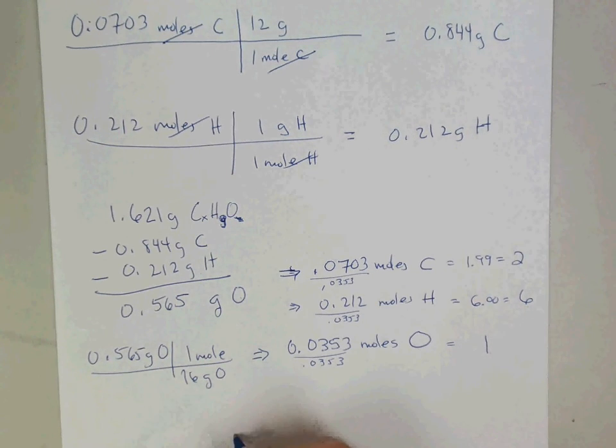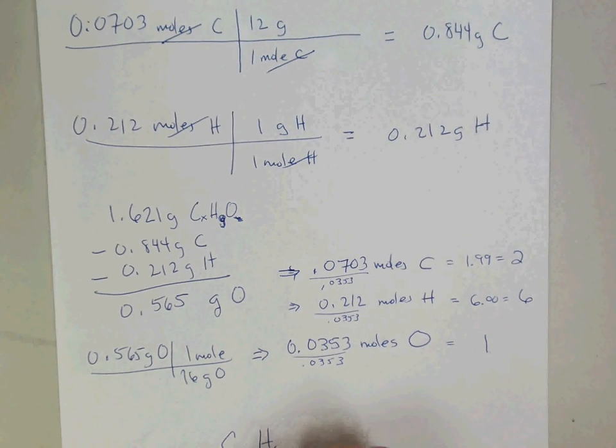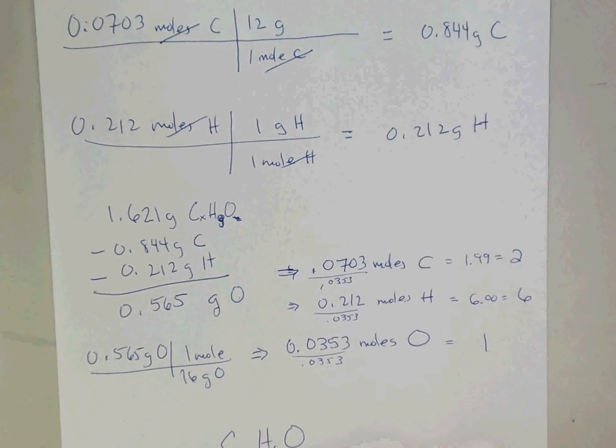So our empirical formula is C2H6O, and of course we don't put the 1.